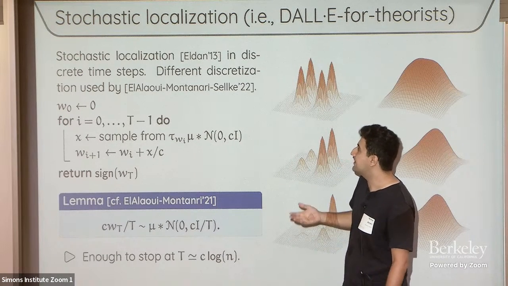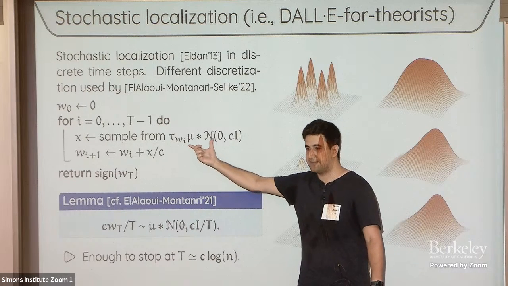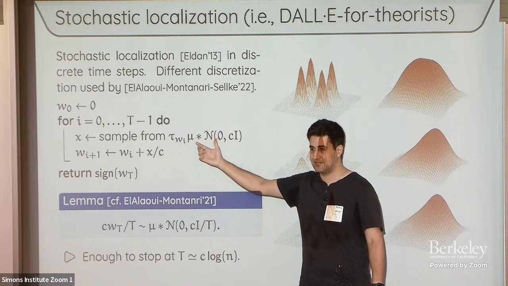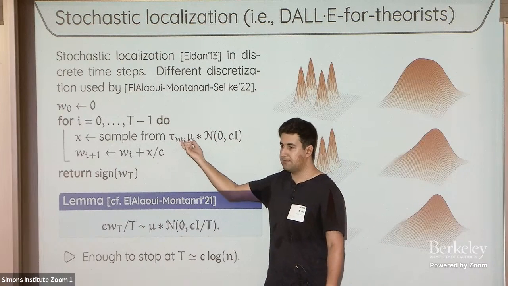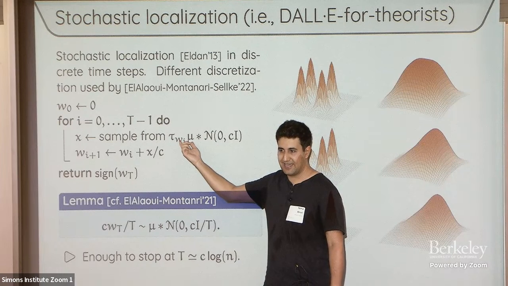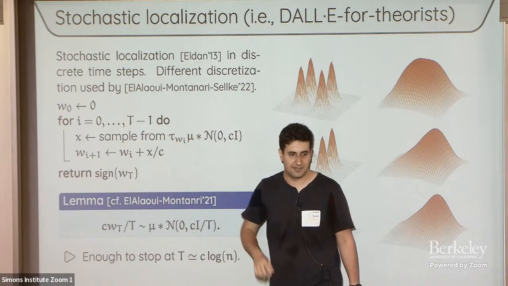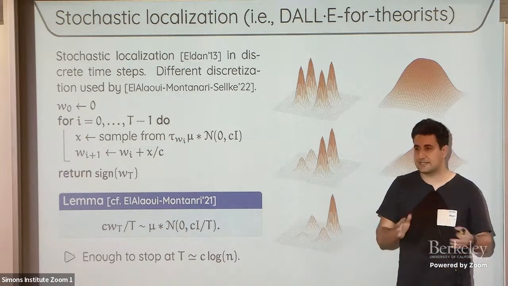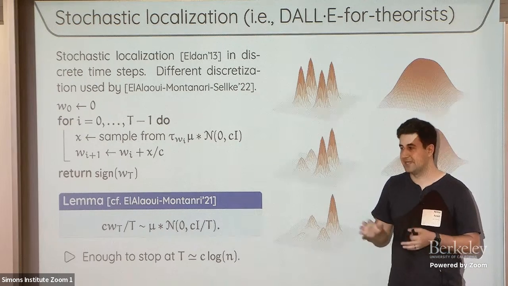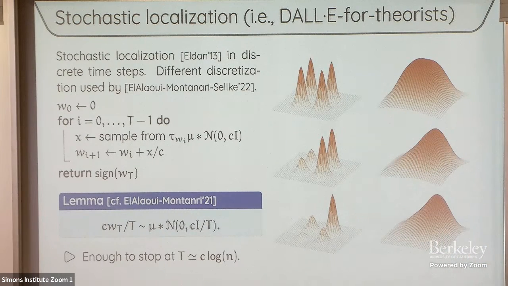The version that Eldan, Montanari, and Celentano use is, instead of sampling from a distribution like this, which is complicated in some cases, they just compute the mean of this distribution and replace the entire distribution by a point mass at the mean. That introduces some approximation errors, but in their case they can tolerate it. So that's why I'm saying this is a different discretization.